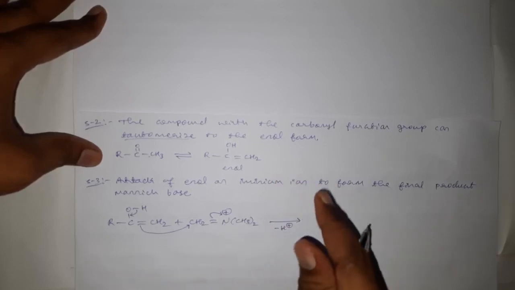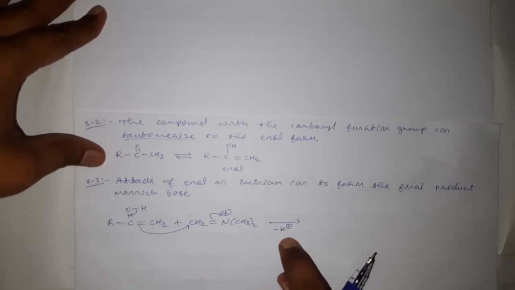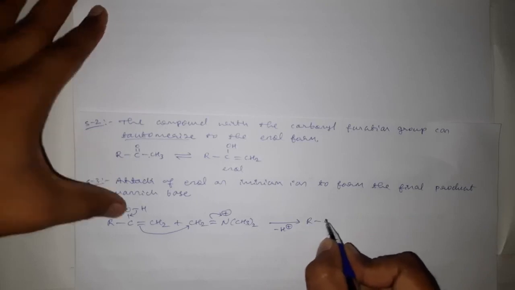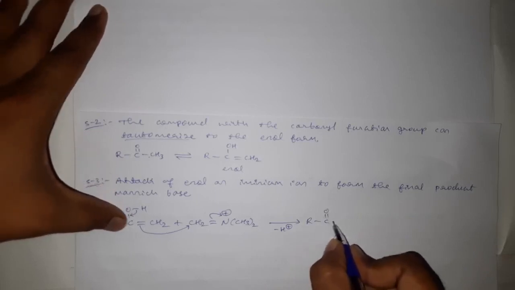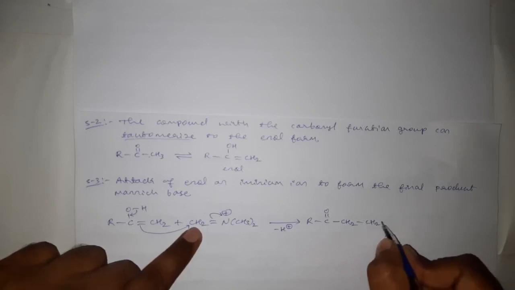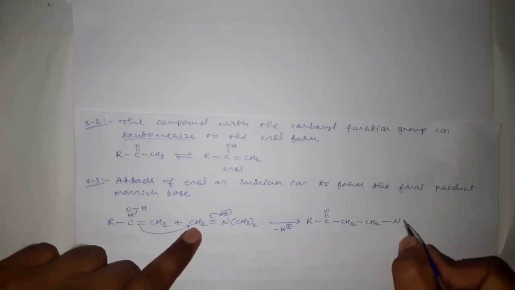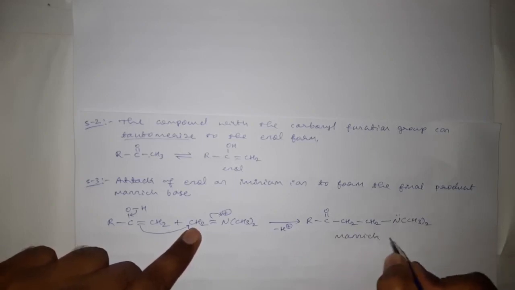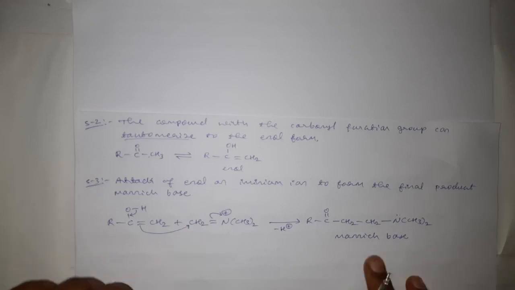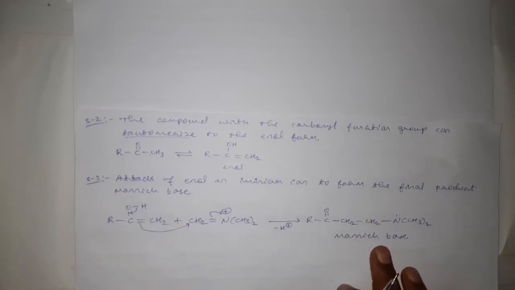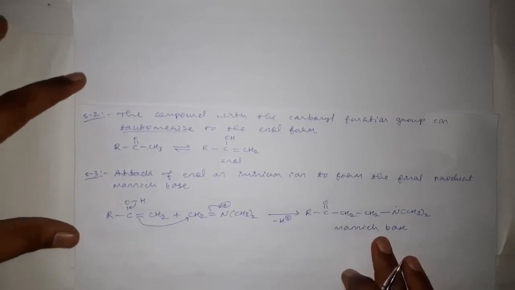In the first step we have used an acid catalyst. In the third step it is going out. RC double bond O CH2, CH2 single bond N(CH3)2. Okay, this is what Mannich base. This is the reaction mechanism for a Mannich reaction.